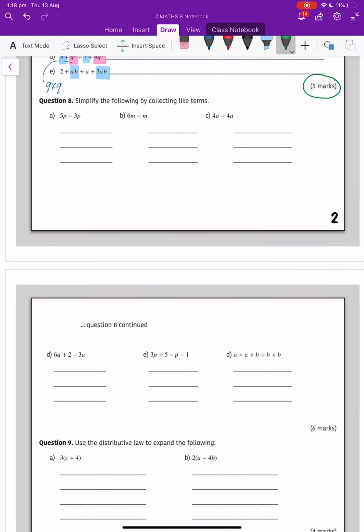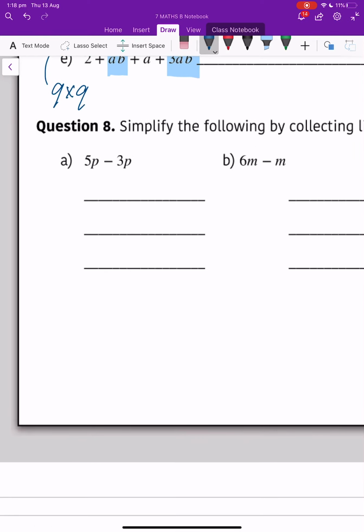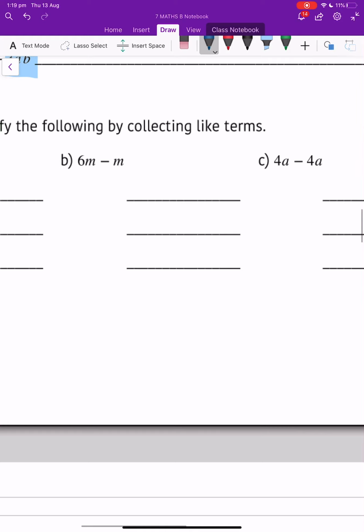Okay, the next question says, simplify the following by collecting like terms. So you need to read the expression, and if the terms are like terms, then you can simplify them. So 5p and 3p are like terms, so all you have to do is simplify them. So 5 take away 3 gives you 2. You just write p. Okay.